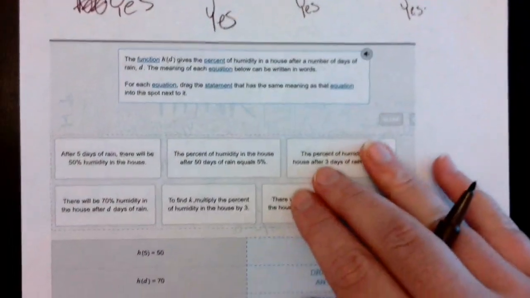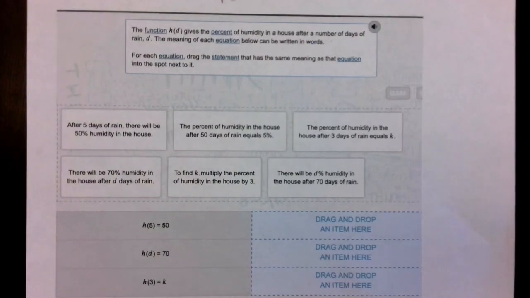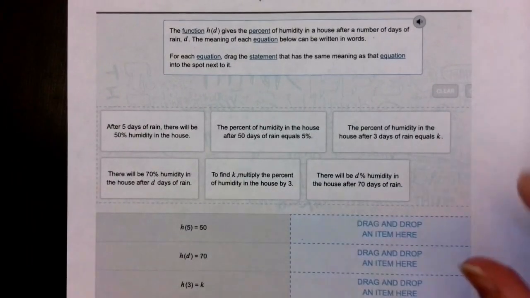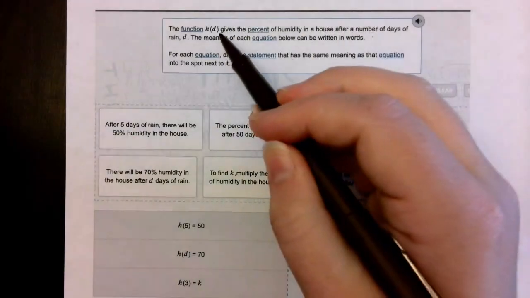Last example is just an Imagine Math question that I think you might have a little struggle with, so I just want to go through it. It says, the function h of d gives the percent of the humidity in a house after the number of days of rain d. The meaning of each equation below can be written in words. For each equation, drag the statement that has the same meaning as the equation into the spot next to it. So D is going to be days.